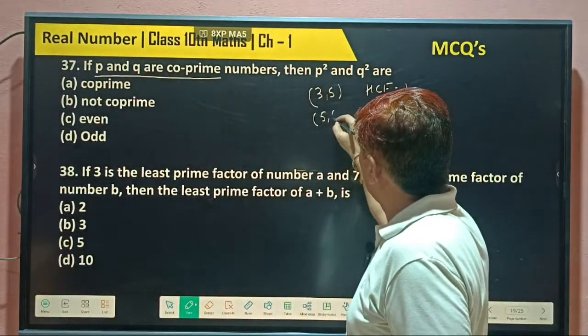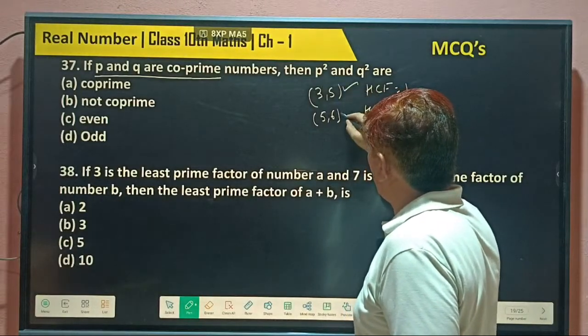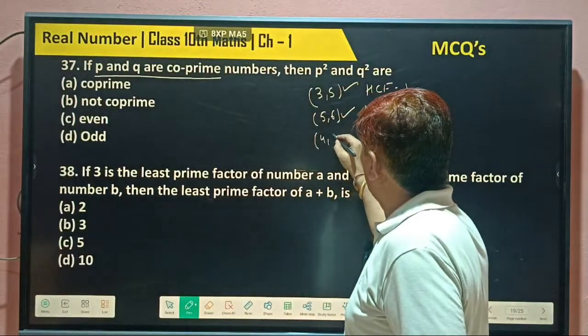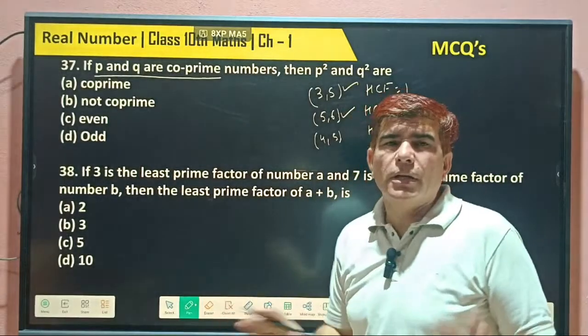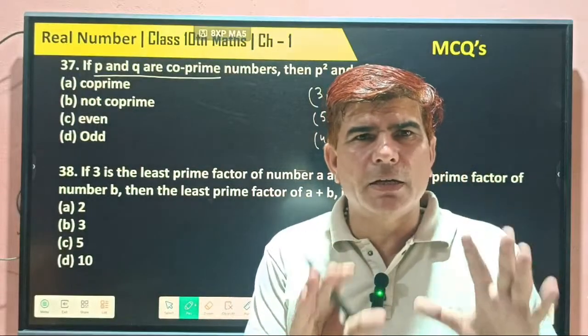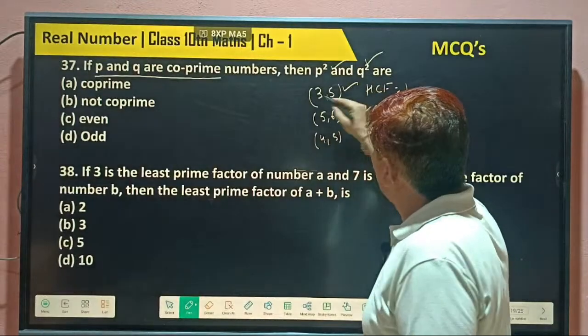5, 6. What's their HCF? 1. So this is also co-prime, this also co-prime. 4, 5. Their HCF also 1. If the HCF of two numbers is 1, definitely they are co-prime. And what about their square? So how much does this become?